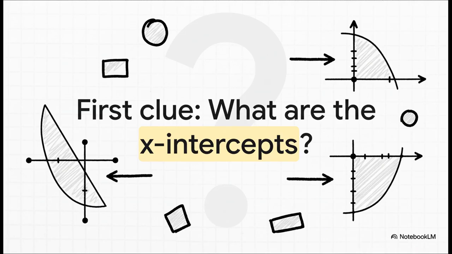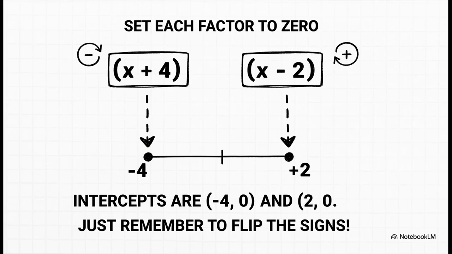Well, with factored form, the most obvious clues are always staring you right in the face. What are the points where this graph is going to hit that x-axis? They're hiding in plain sight. You just got to remember to flip those signs again. The x plus 4 part gives us an intercept at -4. The x minus 2 gives us one at +2. See? So easy. Boom. First 2 points, found.